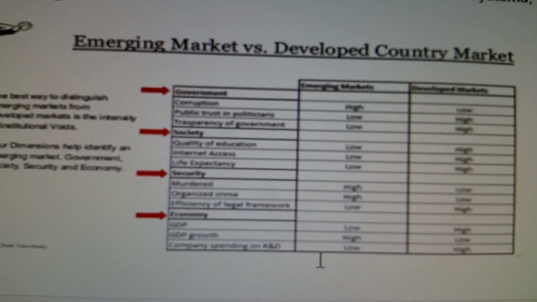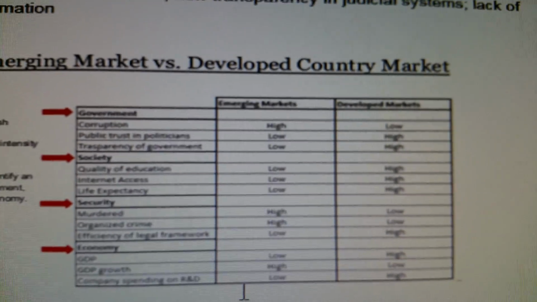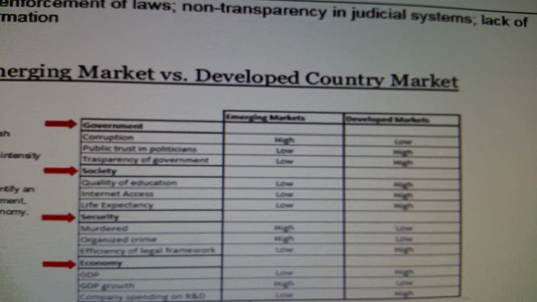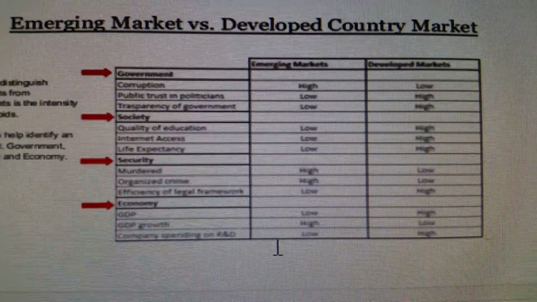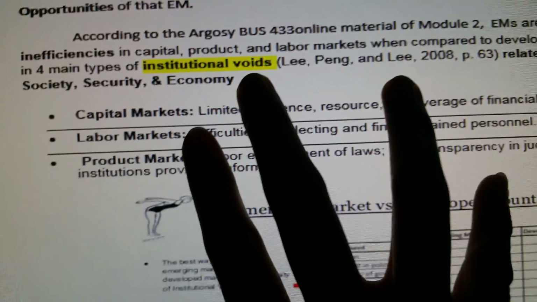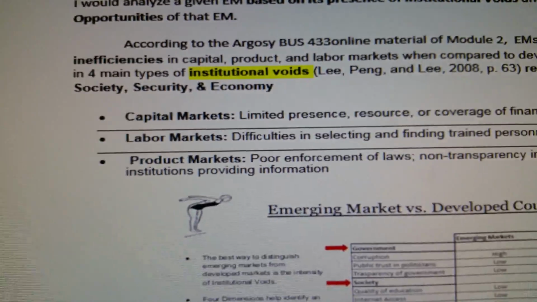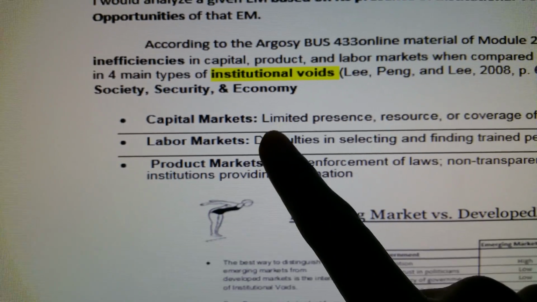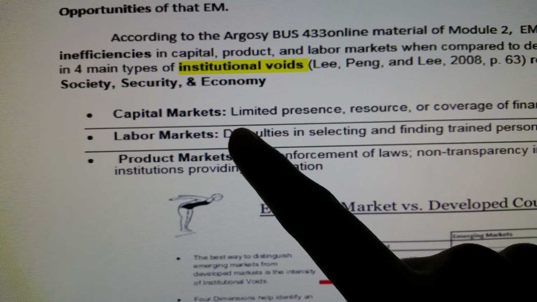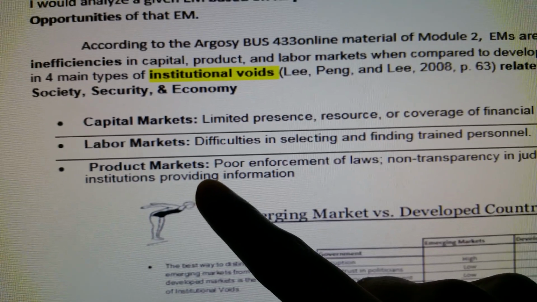Middle class growth. It's like millions and millions of potential customers. Right. Okay, so this is something to consider. So that's why I like this part of institutional voice, okay, because they are related to the government, society, security, and economy. So capital markets, labor markets, and product markets.